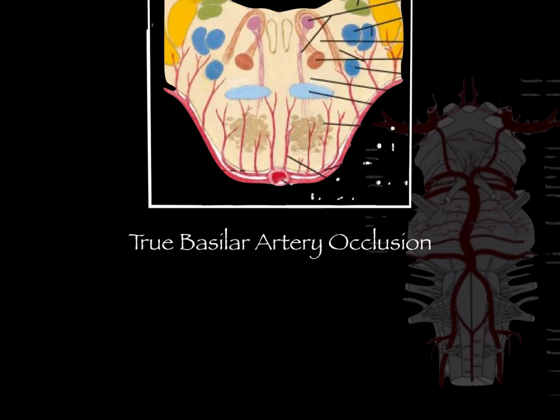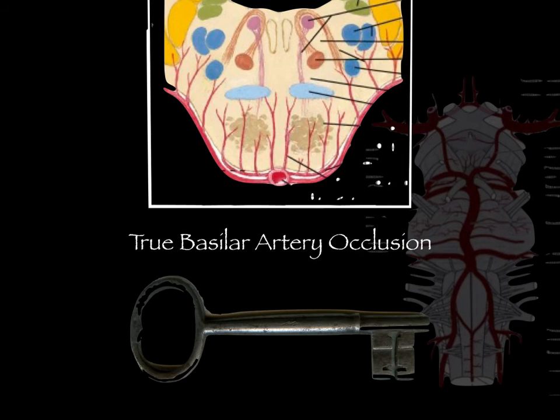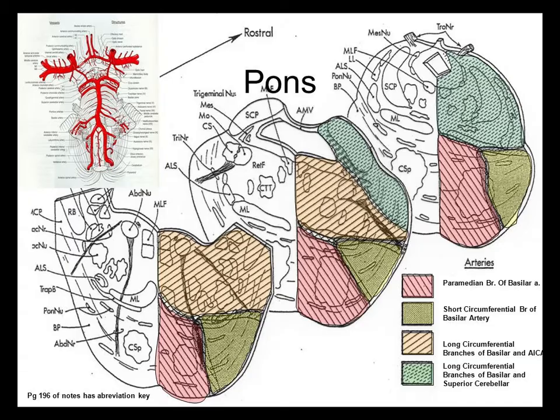Now, true basilar artery occlusion, so penetrating branches of the basilar artery, causes locked-in syndrome. This means you can move your eyes up and down, but there is no other movement you have control of in your body. The problem with this is you completely maintain your awareness. You are with it. There was actually a very interesting character in The Count of Monte Cristo who had exactly this. We have talked about pontine strokes.